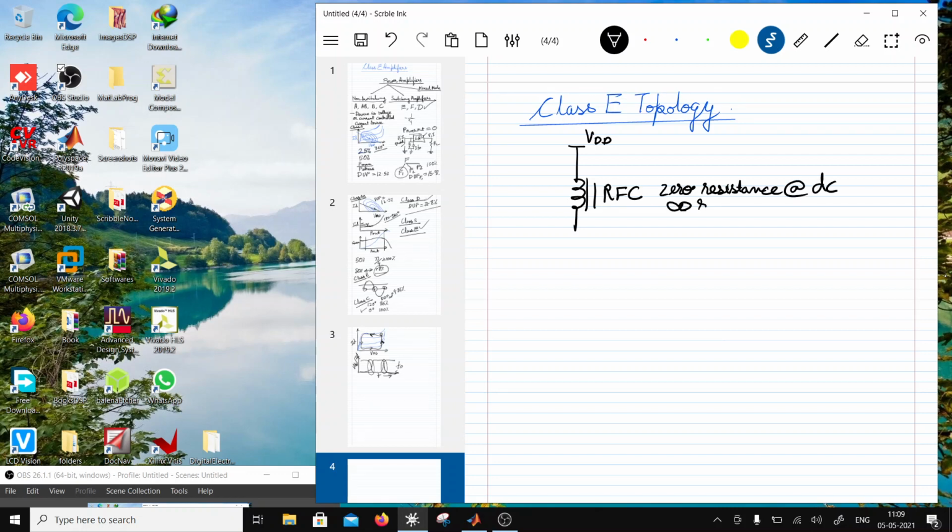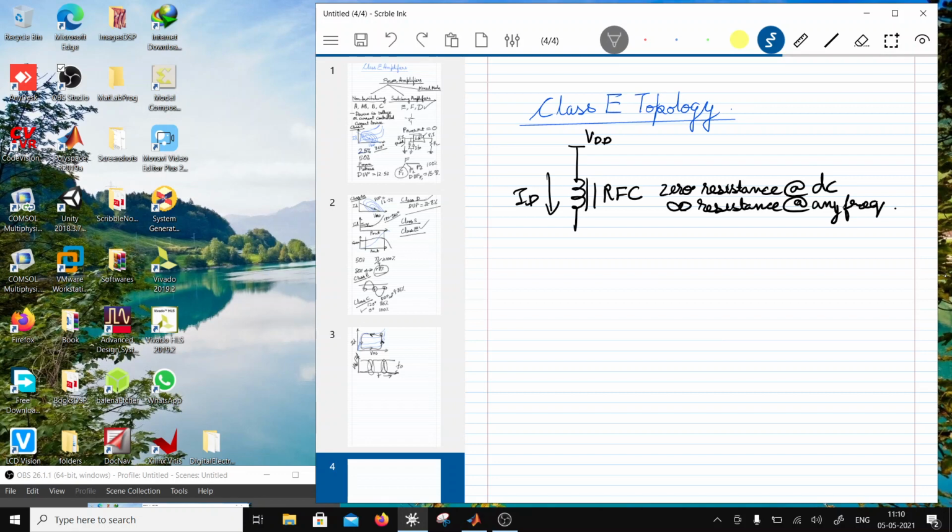but infinite resistance at any frequency, right? So what does it mean? It means that I have converted a voltage source into a current source, and the current drawn is going to be ID, and at any other harmonic or any other frequency the currents would not be there, so only the DC current is there, and that's why the voltage across RFC is only going to be DC voltage, right? So an ideal voltage source is converted into a current source if I put a radio frequency choke.